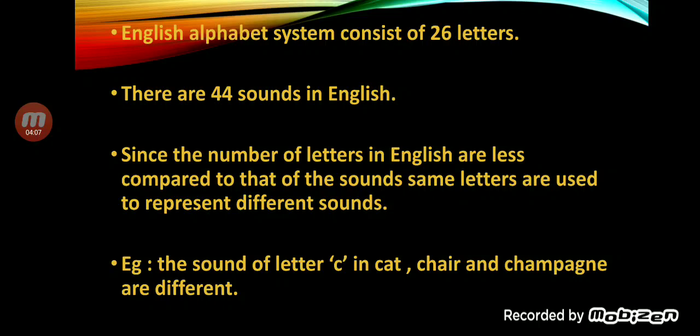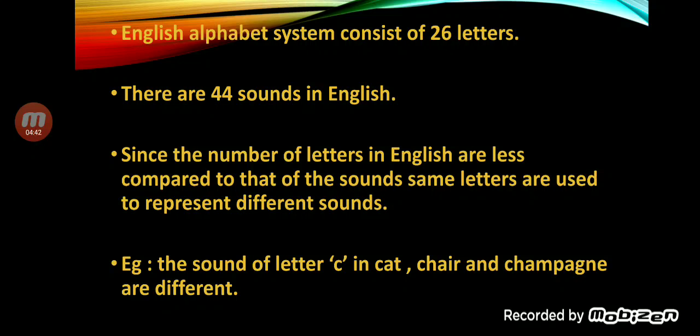But you find that we have a scarcity of letters. Letters are very less compared to the sounds. The sounds are 44 in number, and what about the letters? The letters are just 26. So what happens? Since the number of letters in English are less compared to that of the sounds, same letters are used to represent different sounds. Since the letters are only 26 and the sounds are 44, we'll have to use the same letter to produce different sounds.